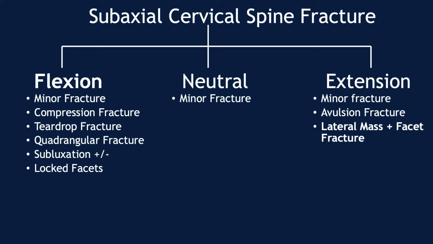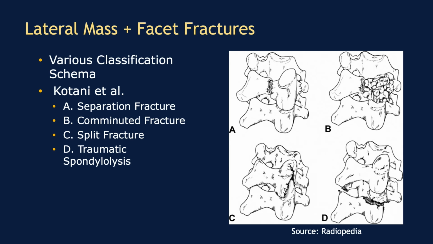In the extension injury pattern, we'll now discuss lateral mass and facet fractures. Lateral mass and facet fractures result from extension combined with compression. There are various classification schemas. Catani et al. described four patterns of lateral mass fractures, which include separation fracture, comminuted fracture, split fractures, and then traumatic spondylolysis.